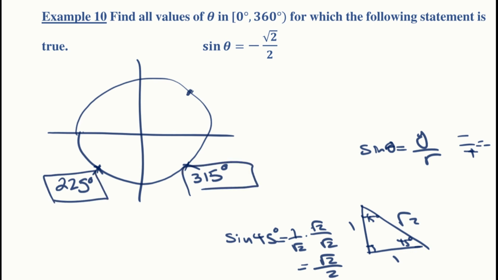Okay? Because remember, they're going to have the exact same trig function values as 45, except their signs will be different. And remember, since you're looking for sine to be negative, you're going to want to look for relatives of 45 which have a negative y value associated with them. So they would be exactly these two locations.